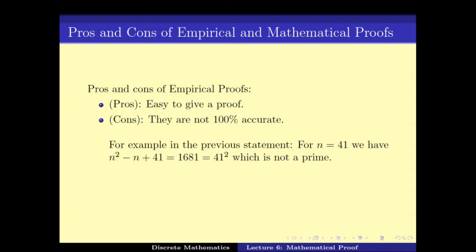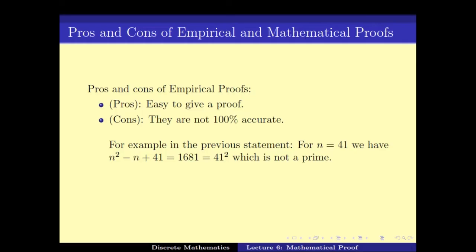For example, if you take n equals 41 in that example, we get n squared minus n plus 41 is 1681, which is 41 squared, which is clearly not prime, because it's the square of an integer. So while we had made some experiments and for most of the instances we did get this statement to be correct, yet the statement was not correct.